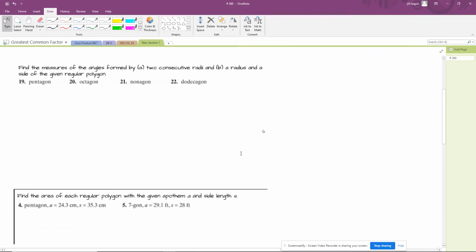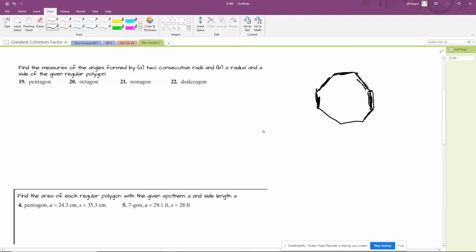Then we're going to come down here and they're saying find the measures of the angles formed by A, 2 consecutive radii, and B, a radius and a regular side. So let's just talk about what that means. Maybe we could take a look at an octagon. Let me do my best to draw an octagon here. So we would have 1, 2, like that. It's kind of our stop sign. There's one side of the octagon, there's another side.